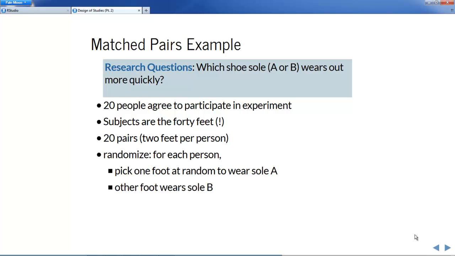The reason this is such a great design is that the members of each pair are very similar in the kinds of wear that they're going to put on shoes. If a person is active, both of those feet will be subjected to a lot of that activity. If a person is sedentary, both of those feet will be pretty sedentary. So when you look at the difference in the wear in the soles on each foot, if you find big differences on average, you can probably ascribe that to the type of sole and not to differences in activity levels of people.